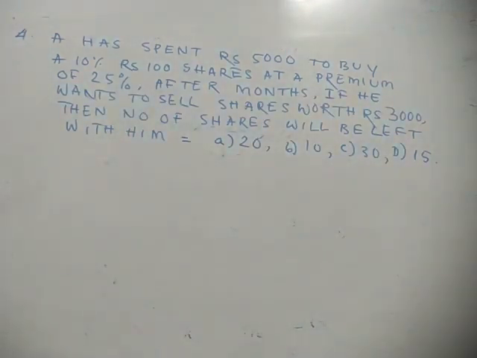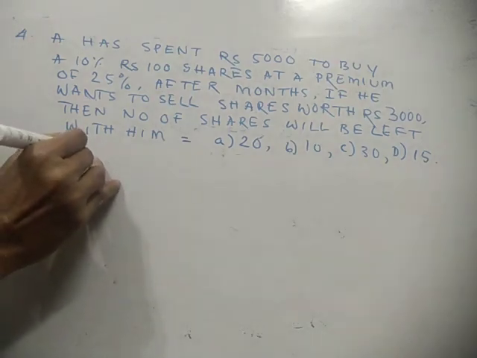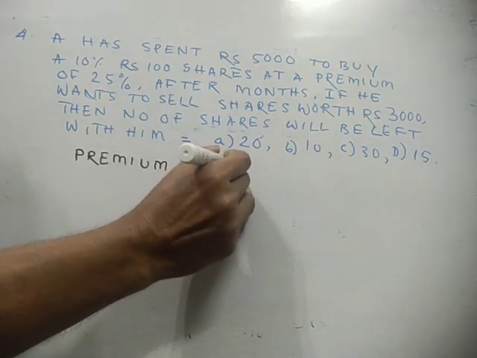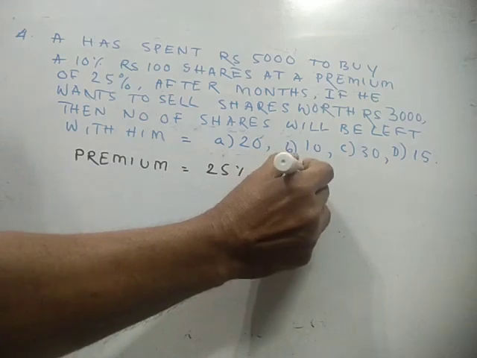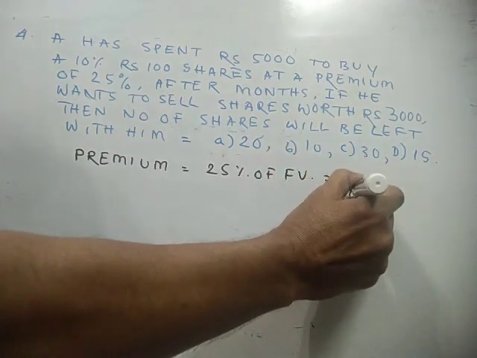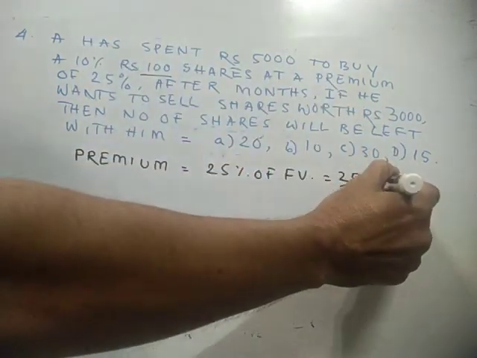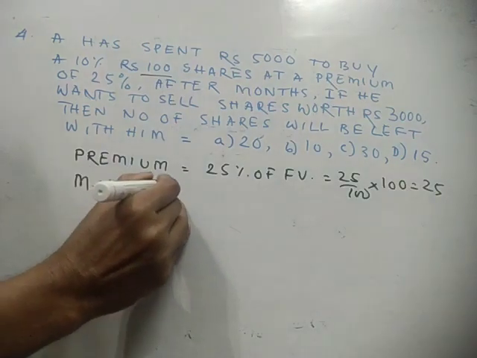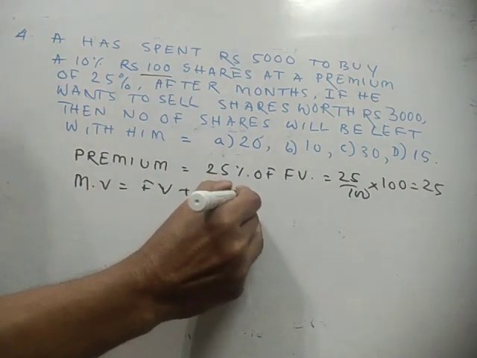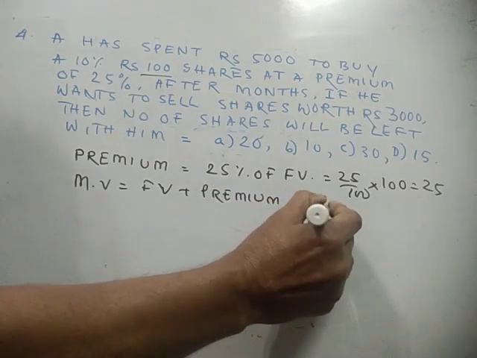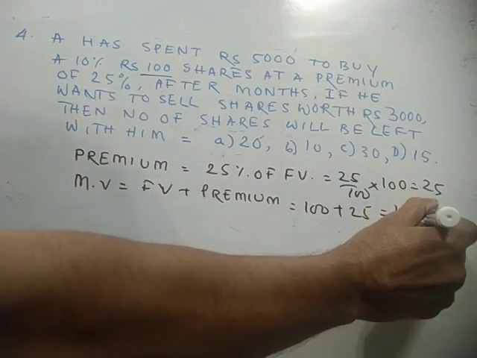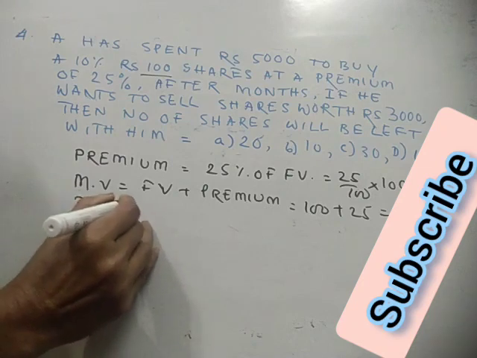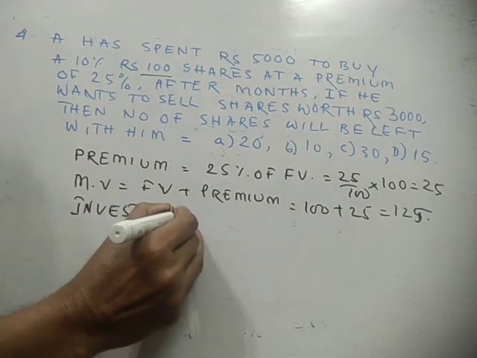Now for this share and dividend chapter, we know premium means how much money over FV it is being sold. So it is given 25% on FV. So FV is 100 rupees, so 25 rupees premium. The MV available at market, that price, will be FV plus premium. So at 100 plus 25, at this price it is available at market. Premium means how much money is charged over FV on every share.